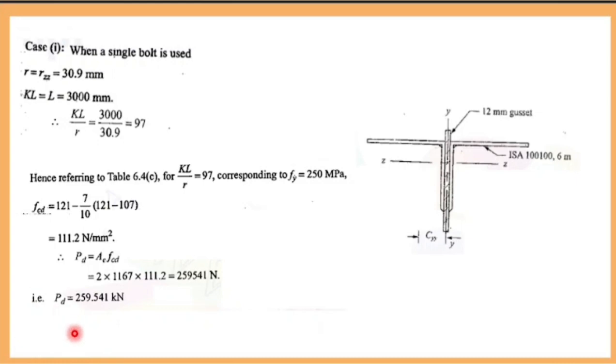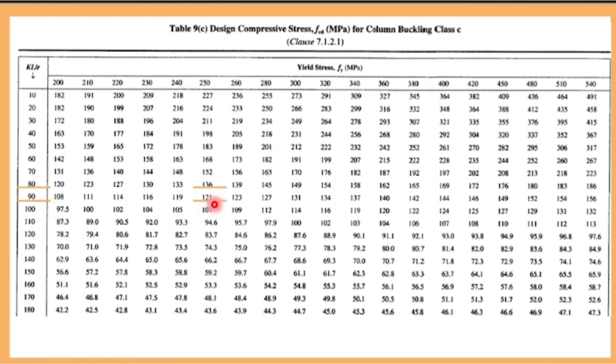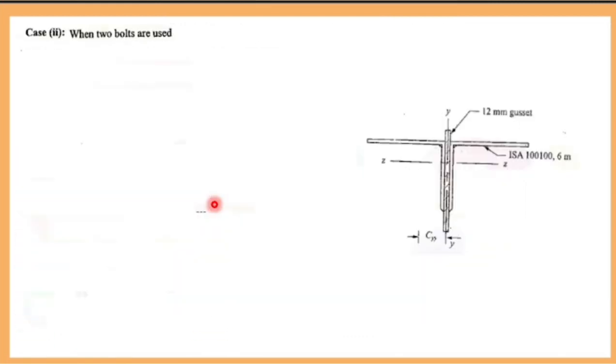Now come to case number 2. The next case is when 2 bolts are used: top 2 bolts, bottom 2 bolts. Only one component is going to change. R is constant. R you have already found, that is 30.9. The only thing that is going to change is K.